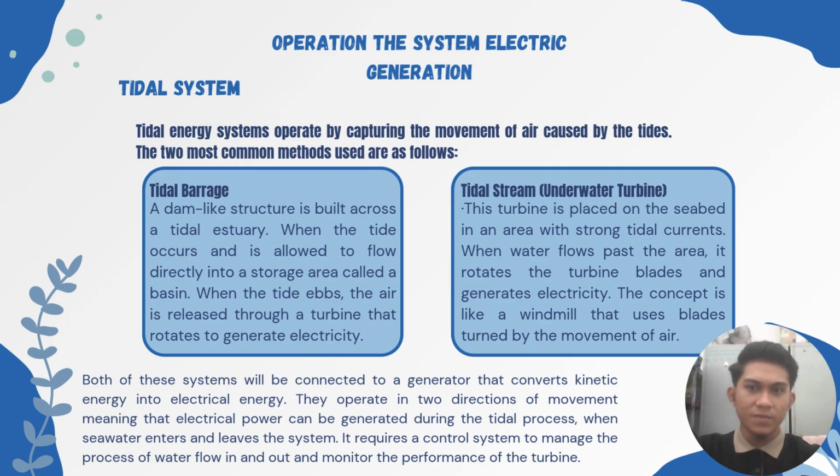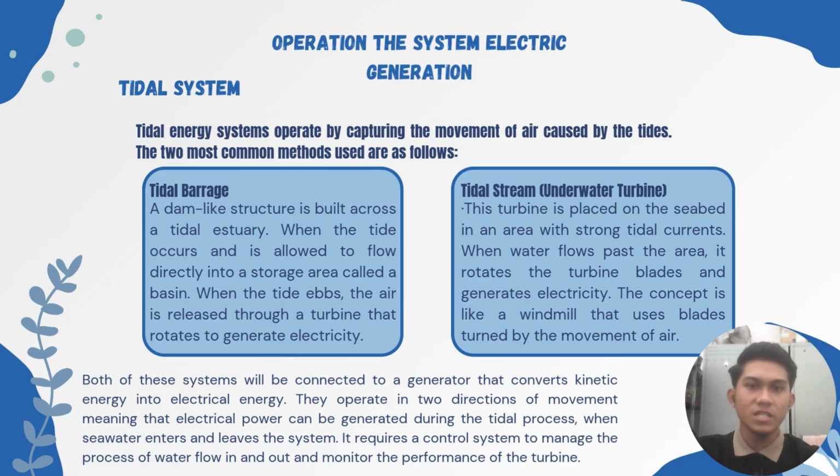Here is the working principle for tidal system electricity generation. Tidal energy systems operate by capturing the movement of water caused by the tides. The two most common methods used are as follows. The first is the tidal barrage. A dam-like structure is built across a tidal estuary. When the tide occurs, water is allowed to flow directly into the storage area called a basin. When the tide ebbs, the water is released through a turbine that rotates to generate electricity.